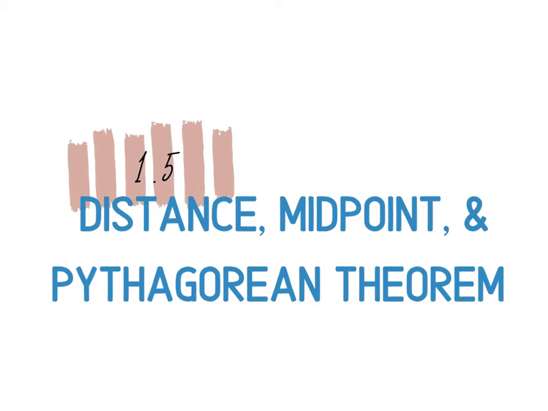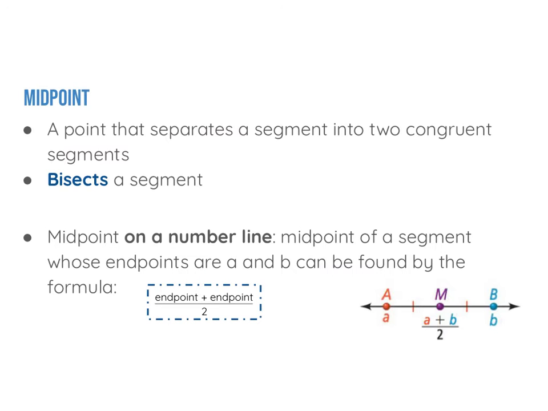All right, so lesson 1.5, distance, midpoint, and Pythagorean theorem. We've talked a little bit about distance and midpoint on a number line already, and we are going to talk about it some more with the coordinate plane today. So we're going to go into a little more detail and learn a couple new things.